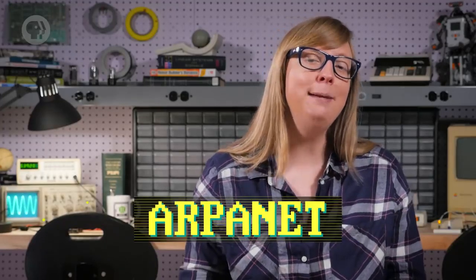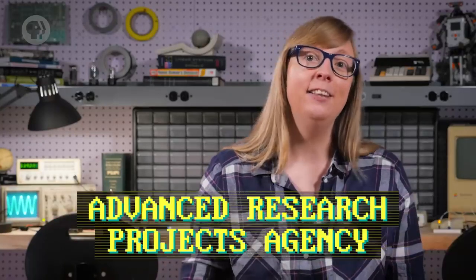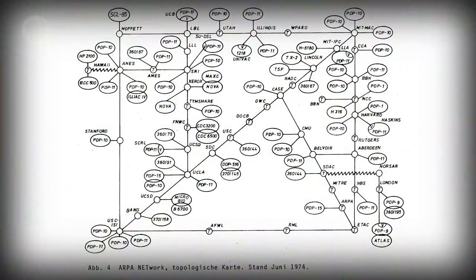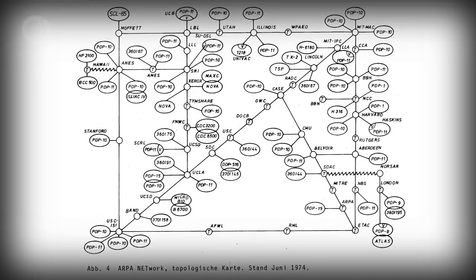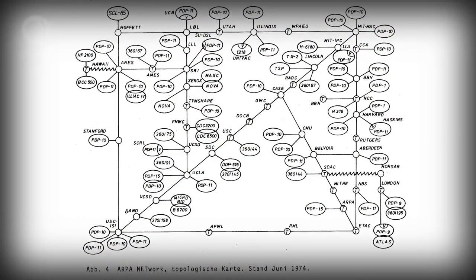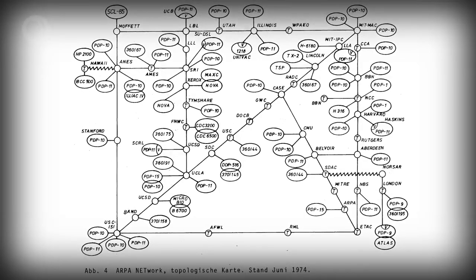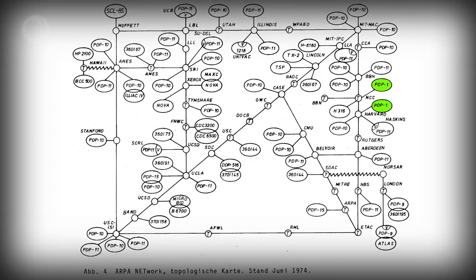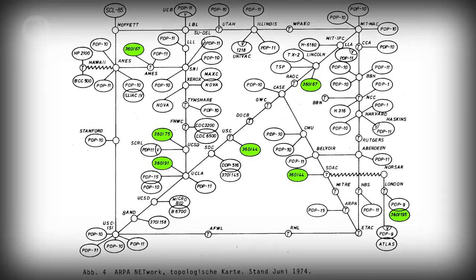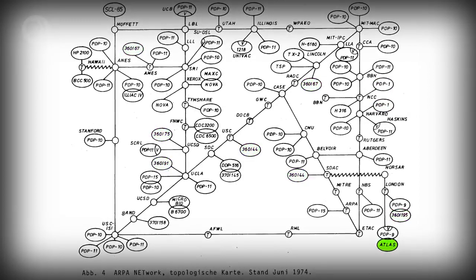The world's first packet switch network and the ancestor to the modern internet was the ARPANET, named after the US agency that funded it, the Advanced Research Projects Agency. Here's what the entire ARPANET looked like in 1974. Each smaller circle is a location, like a university or research lab, that operated a router. They also plugged in one or more computers. You can see PDP-1s, IBM System 360, and even an Atlas in London connected over satellite link.